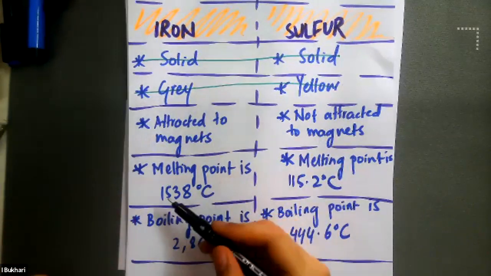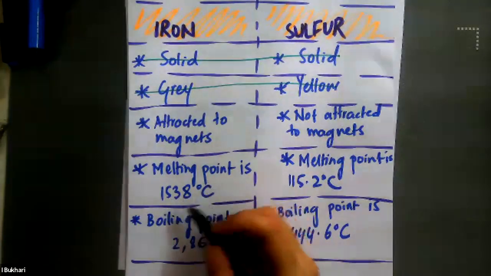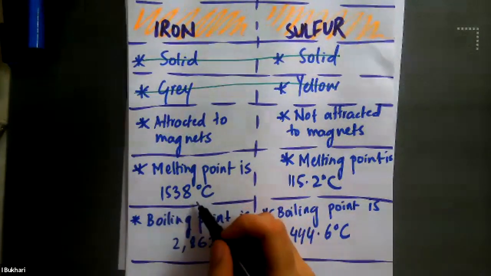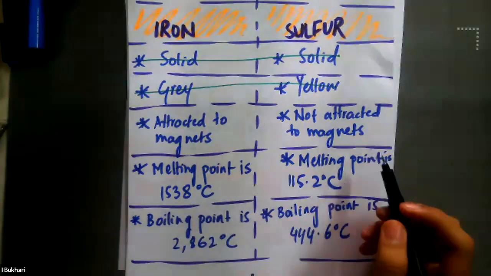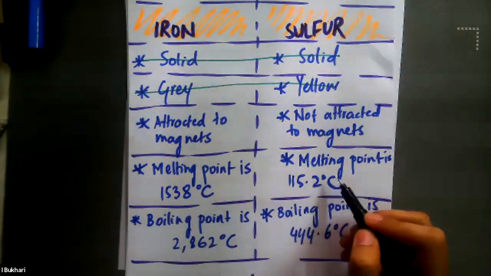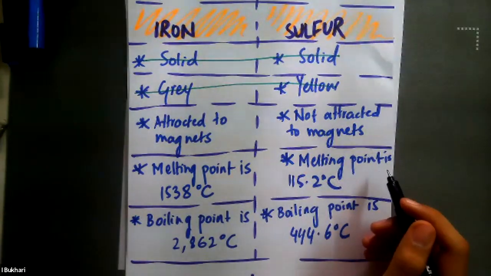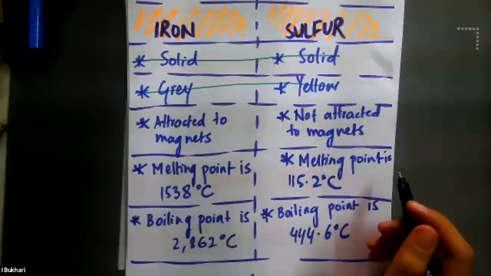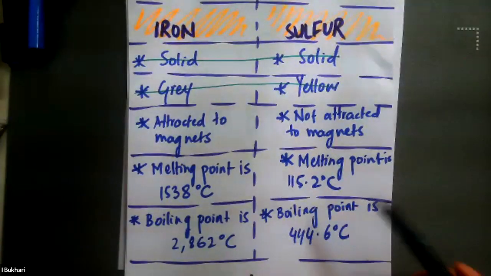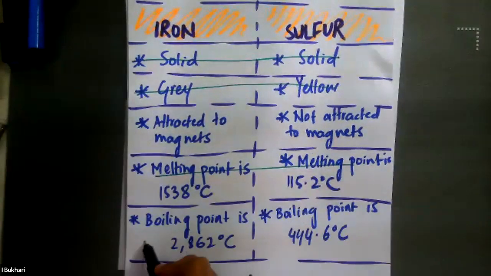Iron's melting point is 1538 degrees Celsius, and sulfur's melting point is 115.2 degrees Celsius. So they are crazy high, really really hot. We need really high temperatures for both melting and boiling, so we can't use any of those.